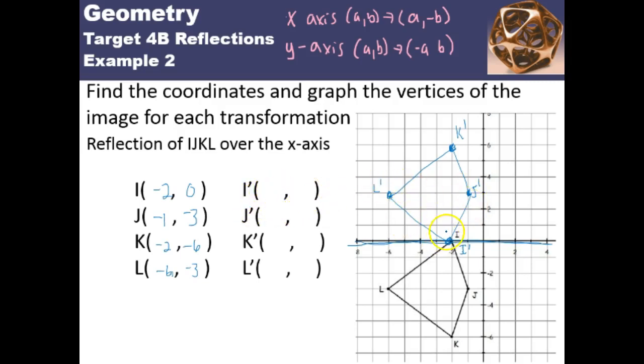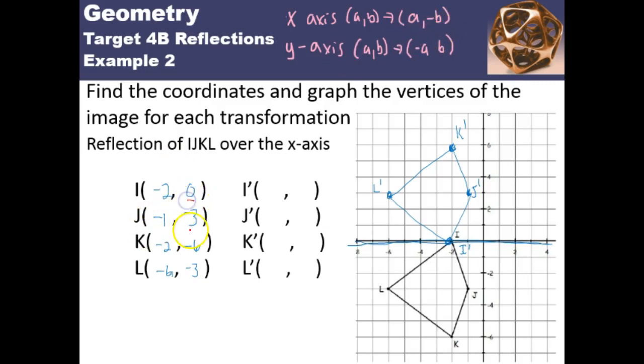is, if I follow the rule, this is over the x-axis, so let me get another color pen, we'll use the red. If I'm reflecting over the x-axis, this time it's the second one. A, B gets mapped to A, negative B. So the second value, or the y value, is the one that changes signs.